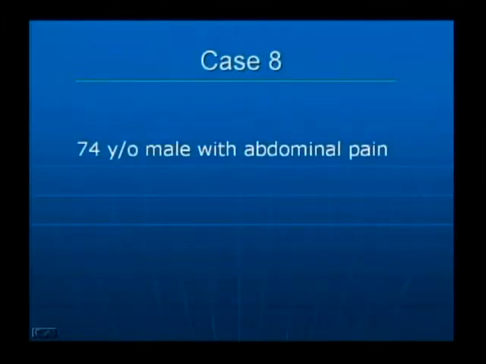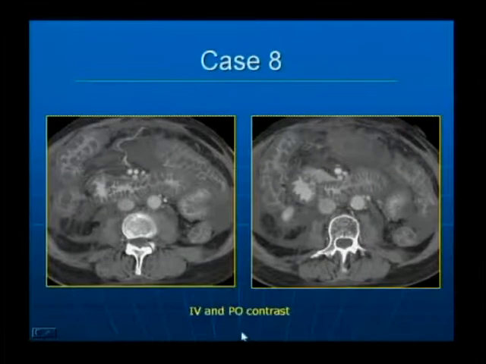Case 8, going into the fourth quarter. 74-year-old male with abdominal pain. I don't know how much oral contrast got through, but some of this is the true history. I mean, the patient did have oral and IV contrast.